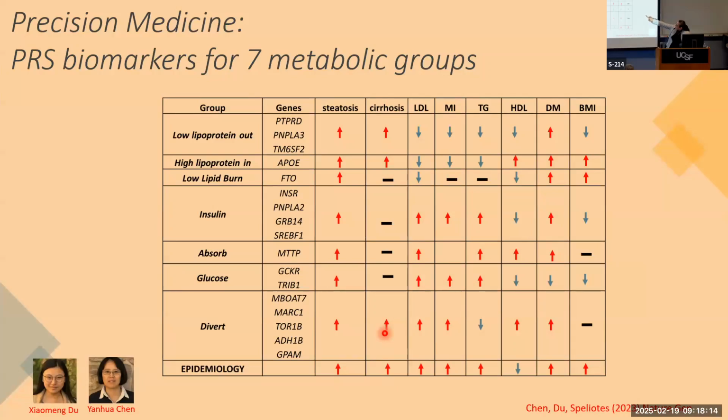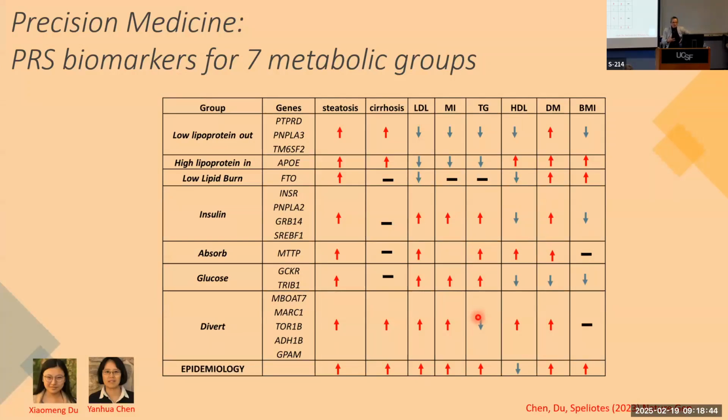Some of them predispose to higher serum LDL, myocardial infarction, and triglycerides, but some of them actually protect against that. Some of them associate with increased diabetes, but some actually protect against diabetes, and some associate with increasing obesity, but some protect against that. And you say, well, why is that interesting? Well, epidemiologically, I told you that fatty liver associates with obesity, diabetes, heart disease, cirrhosis. So this is what you expect epidemiologically. But here you don't get that.